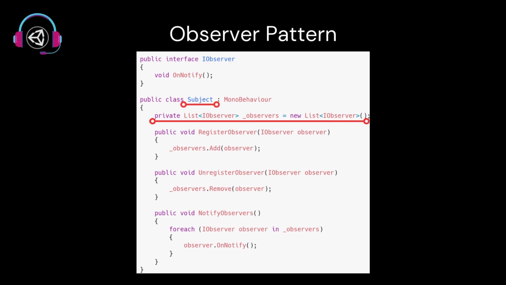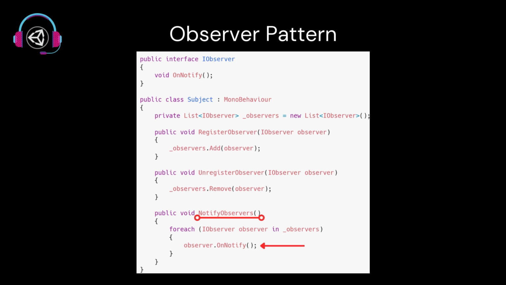The subject class manages a list of IObserver instances and provides methods to register or unregister observers. When something changes within the subject, the NotifyObservers method is called, looping through each observer in the list and invoking their OnNotify method. This pattern helps to decouple the objects that produce events from the ones that respond to them. It's commonly used in scenarios like event handling, user interfaces, or game state updates where multiple components need to react to changes in one central source.